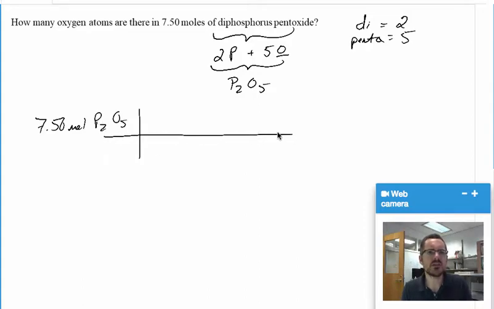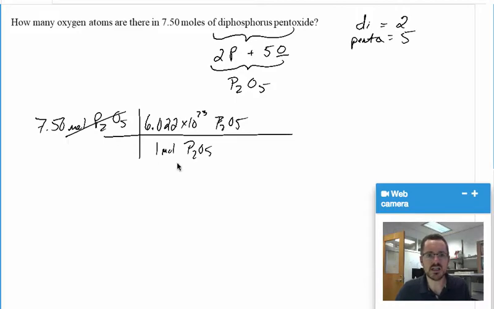And all I'm doing is converting the number of moles of this molecular compound into atoms of a particular element inside. So the first thing that I could do is multiply this by Avogadro's number to get to the number of P2O5 molecules. So for every 1 mole of P2O5, I'm going to multiply this by 6.022 times 10 to the 23rd P2O5 molecules. So my moles are going to cancel, leaving me with a number of molecules.